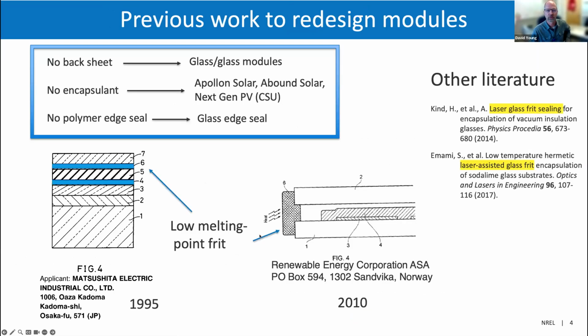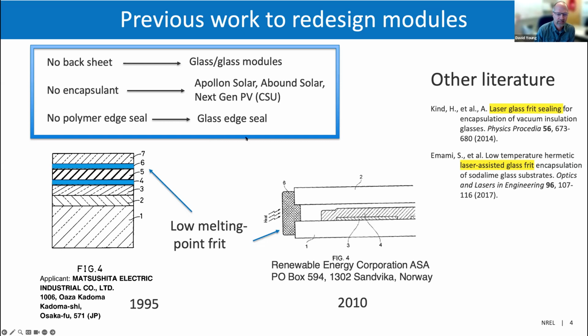Okay, so the previous work: other people have tried to remove polymers and come up with new edge seals. So the back sheet is already removed in a glass-glass module. There are no encapsulants in these modules by these other companies. Apollon Solar had a module called the NICE module, and they certainly removed all the encapsulants, but they did have a polymer edge seal. Certainly Absolicon and Next Gen PV are also working in that area. So the next piece is a no-polymer edge seal.